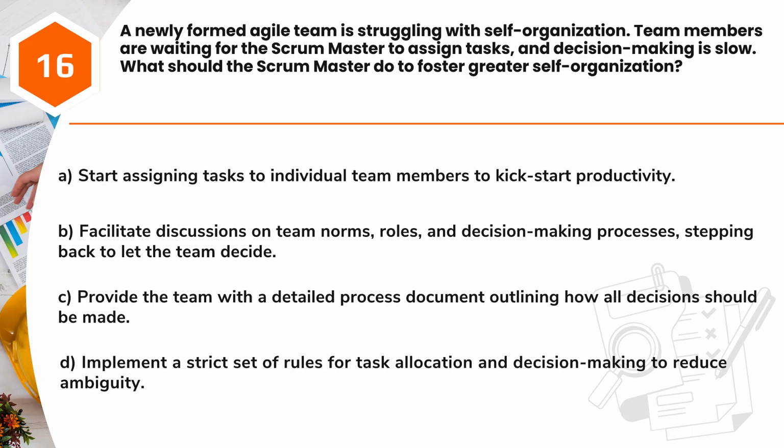A. Start assigning tasks to individual team members to kickstart productivity. B. Facilitate discussions on team norms, roles, and decision-making processes, stepping back to let the team decide. C. Provide the team with a detailed process document outlining how all decisions should be made. D. Implement a strict set of rules for task allocation and decision-making to reduce ambiguity.